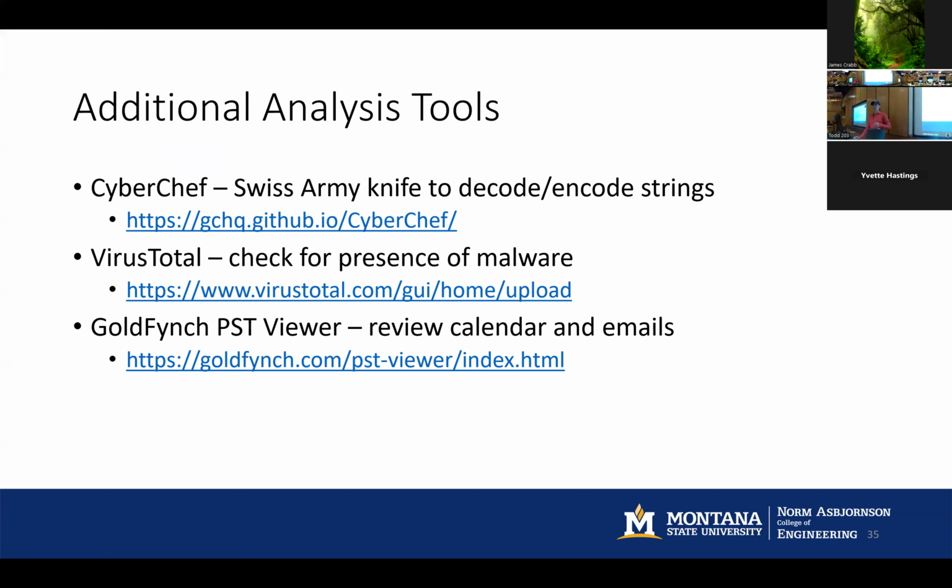We also have Virus Total, which is going to be able to scan files if we upload it. It's going to be looking at URLs, domain names, any sort of digital data that you can think of. If it has been flagged, Virus Total will be able to give you some sort of report on it, including hash functions. And then the last tool that we're going to look at is Goldfinch PST Viewer. This is just going to give you information on emails that were sent and received. You'll be able to see calendars, all that cool information.